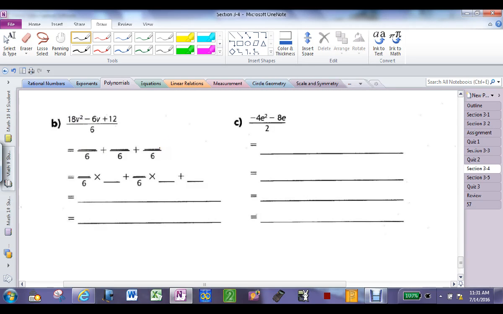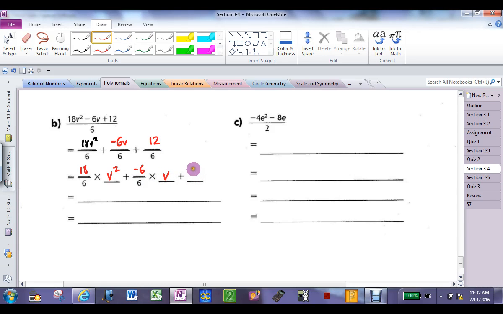Split this into 3. What's the first one? 18v squared. What's the second one? No. Negative 6v. What's the next one? Positive 12. Numbers go with numbers, so what goes here? 18, and then the v squared's on its own, because we're not touching the v's, are we? Right? What about here? Negative 6. Numbers go with numbers. Are we touching the v? No. Nope. And numbers go with numbers.